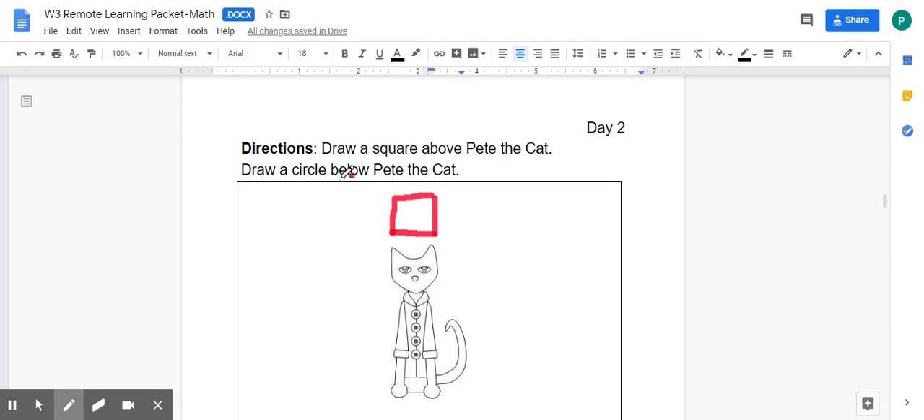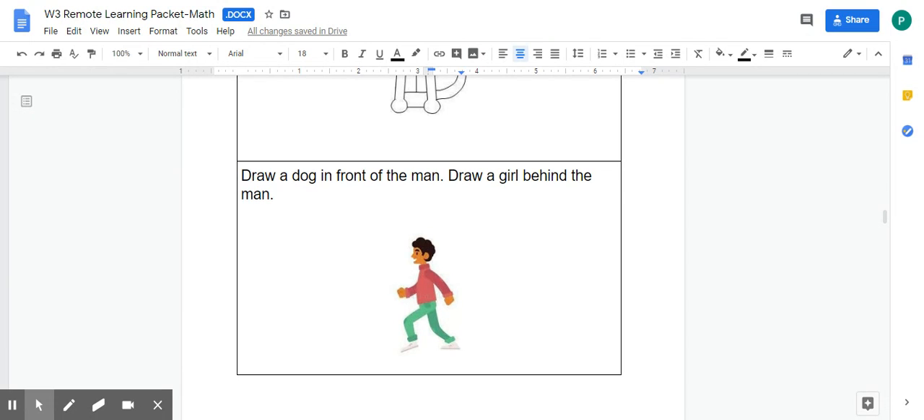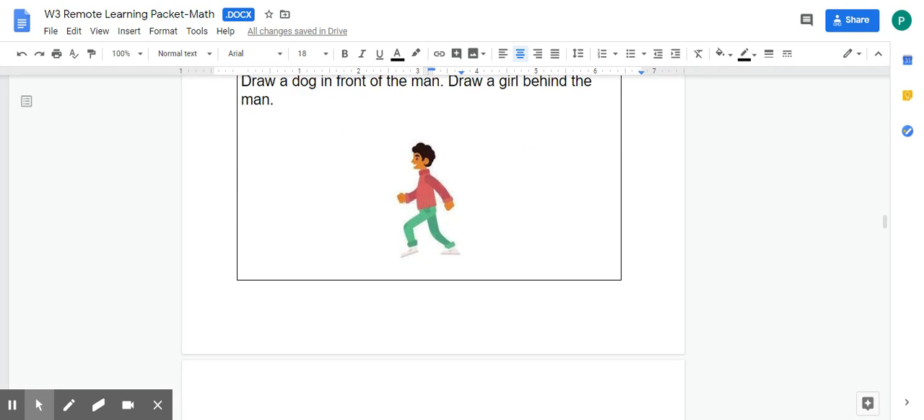And the next direction says draw a circle below Pete the cat. Scholars are going to follow that direction. Scroll down to the next problem. This one says draw a dog in front of the man. Draw a girl behind the man. So scholars are going to have to remember, they might want to go to the anchor chart or go back and look at the video and see what in front and what behind means, okay? So scholars are going to draw a dog in front of the man and then draw a girl behind the man. That's going to be day 2.